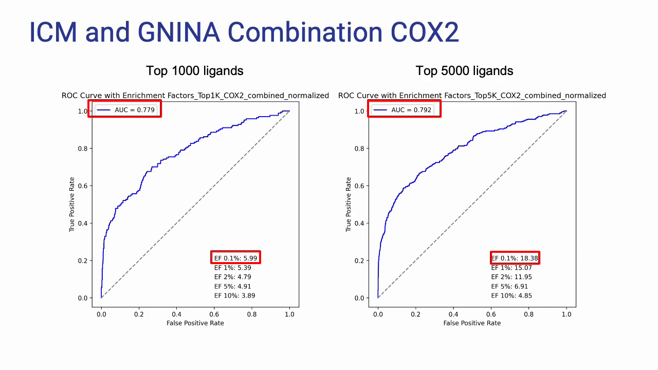For COX-2, the AUC values were 0.79 and 0.78 for the top 1000 and top 5000 ligands respectively, but the EF values were low, at 6.0 and 18.4 for the top 0.1%, again showing decent discrimination of actives and decoys and limited enrichment of the actives.